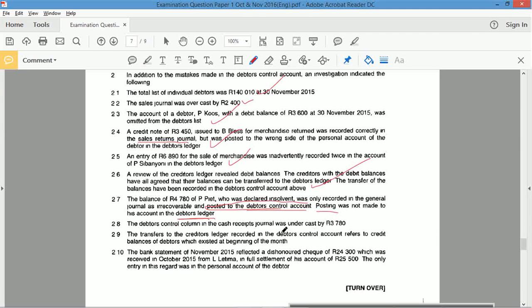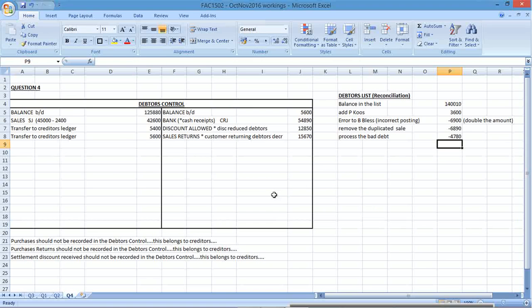Debtors control in the cash receipts was undercast, so meaning too little. So debtors control, my cash receipts. There's my cash receipts. I need to adjust that one. Okay, so 54890. Undercast, meaning I need to add how much? 3780. There's the adding.